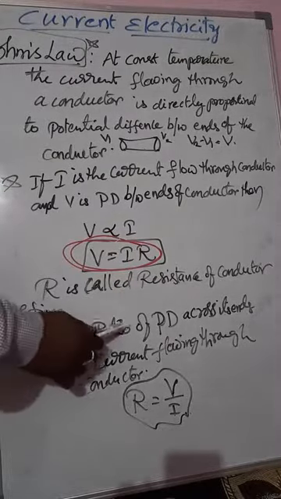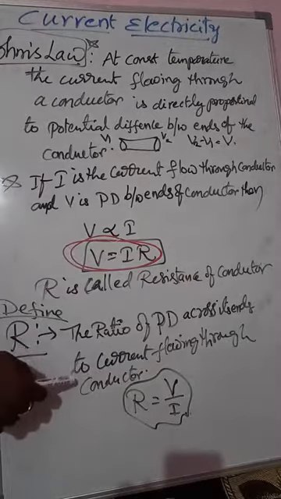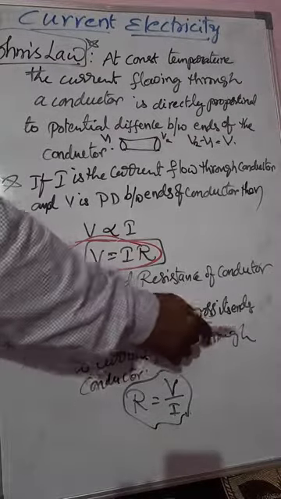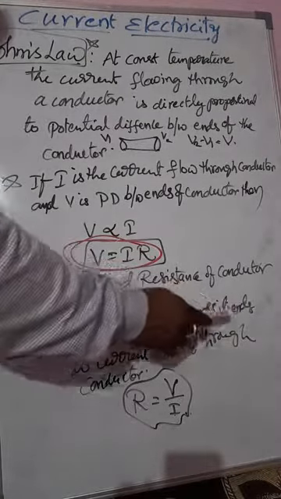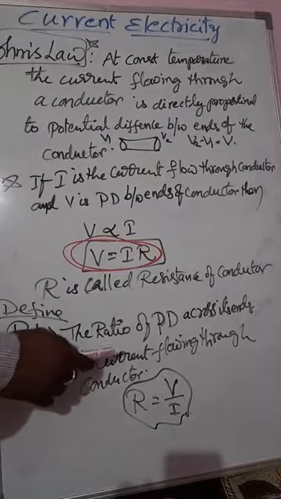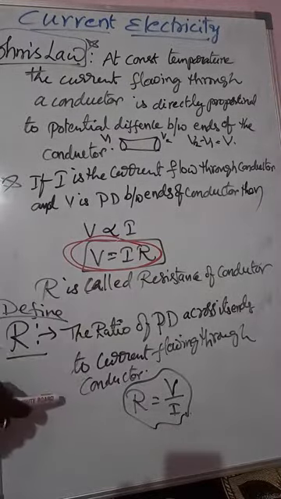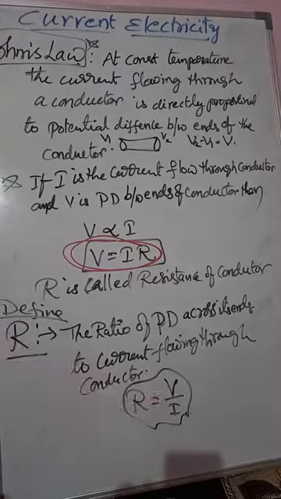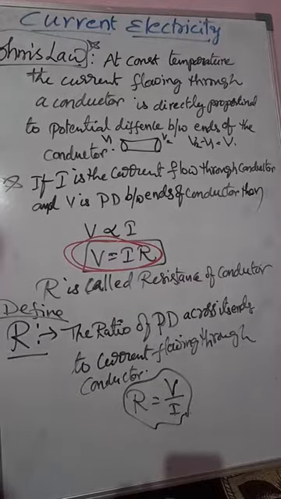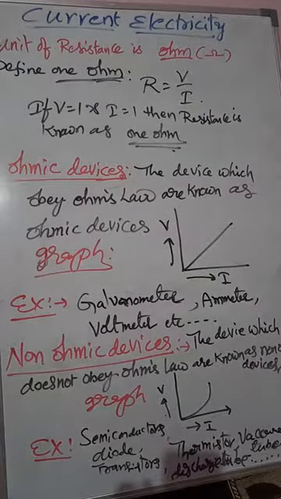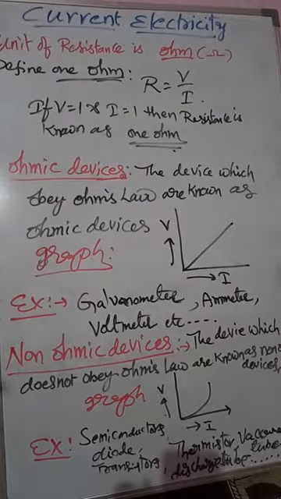V by I means it is the ratio of potential difference across the ends of the conductor to current flowing through the same conductor. Clear? That means R equal to V by I. This is the resistance definition. So now we learned the resistance definition. It is the ratio between potential difference across the conductor to current flowing through the same conductor.